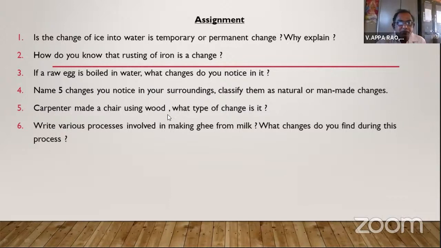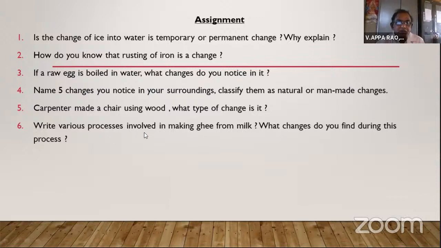A carpenter made a chair using wood. What type of change is it? It is a temporary change. In this change, the change occurred only in the shape of the wood. It is a temporary change and a man-made change.